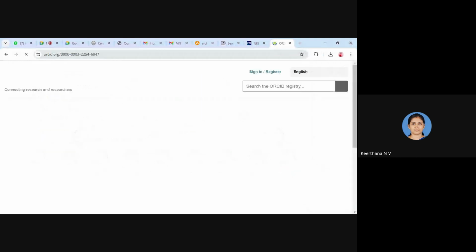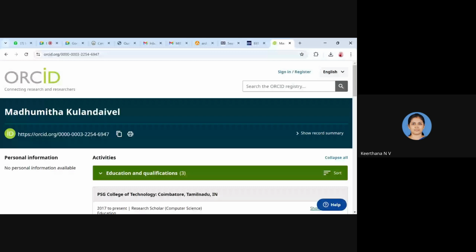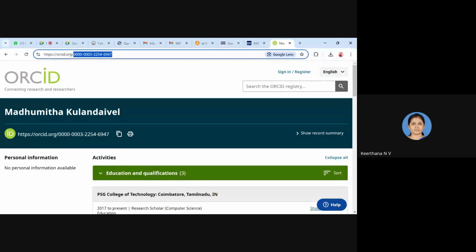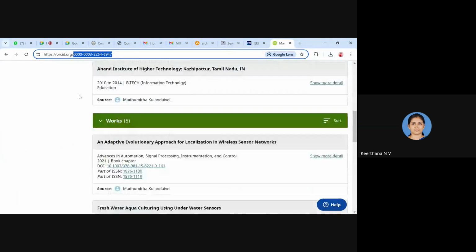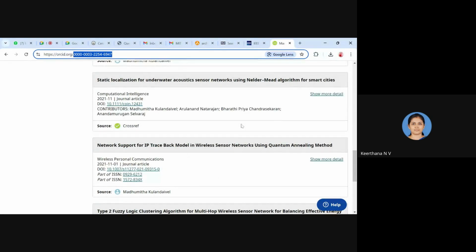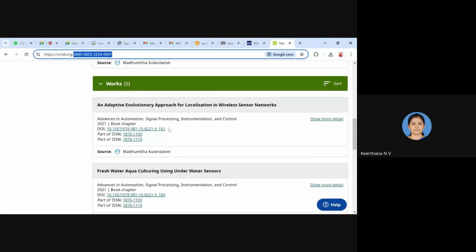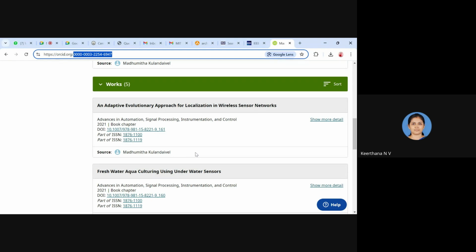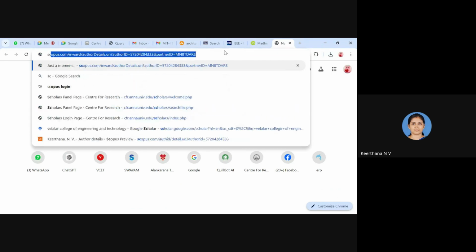So ORCID. This is my ORCID. This is my friend's ORCID. See here, you will be creating a profile. If you have published any papers in Web of Science or Scopus, they will be automatically added here. And this will be linking to IGI Global also, and to Scopus also.